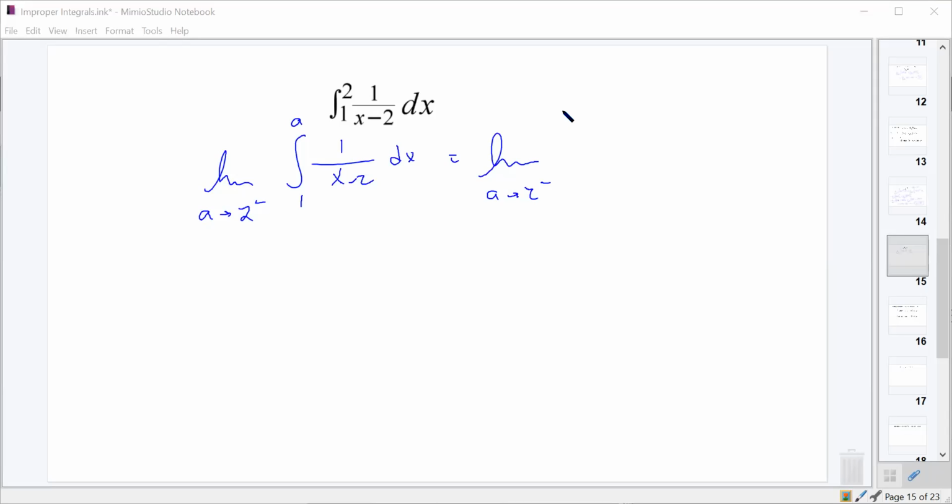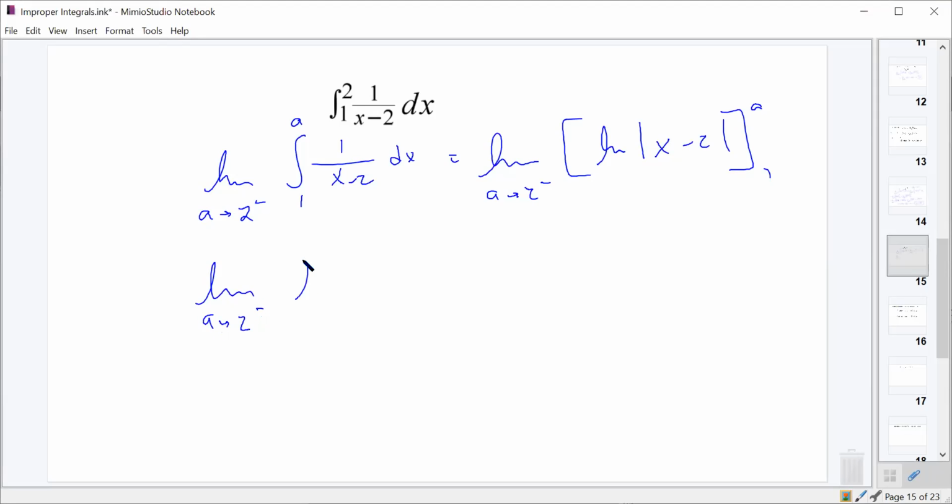Now it becomes natural log absolute value x minus 2 from 1 to a. And that gives us a limit as a approaches 2 from the left of natural log absolute value a minus 2 minus natural log absolute value of 1 minus 2. And as a goes to 2 from the left-hand side, what do we end up with here? We end up approaching 0.